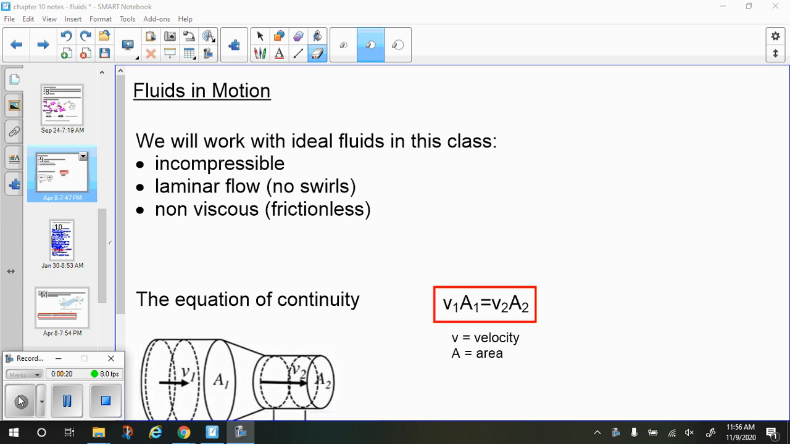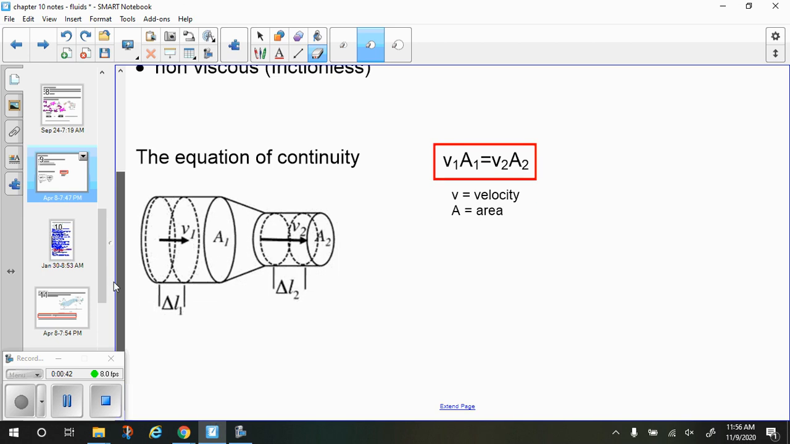So you think about like trying to pour honey out of a plastic bear. Honey is pretty viscous, so it takes a long time to drip to the bottom of the bear or the top of the bear's head, and then you have to squeeze it pretty hard to get it out. We're going to assume that there is no viscosity in the flow of our fluids. So this is the model that we're using.